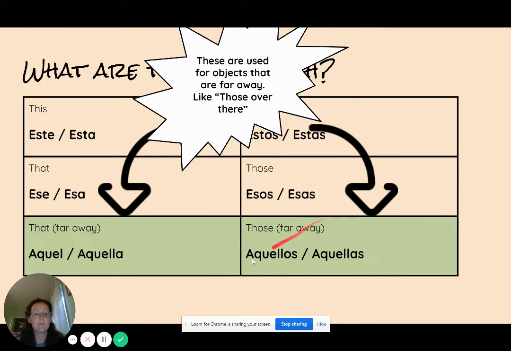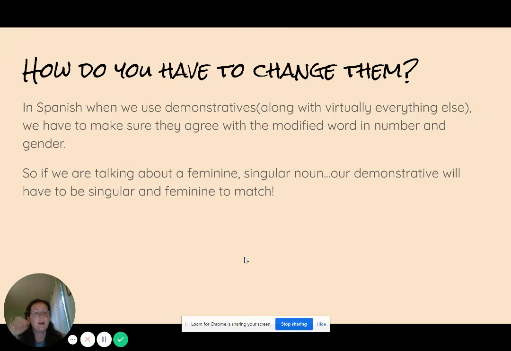So these are probably the ones that you might kind of get caught up on. So everyone say aquel, aquella, aquellos, and aquellas. So like I said, these are for things that are far away. So this is kind of obvious to you all because you are Spanish 3 students.